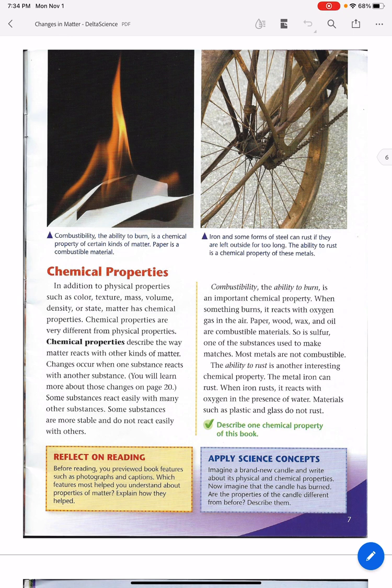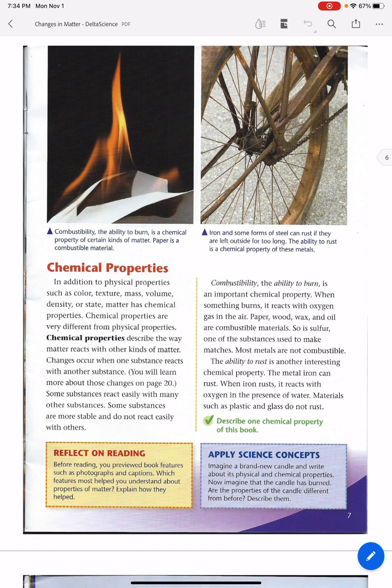Paper, wood, wax, and oil are combustible materials. So is sulfur, one of the substances used to make matches. Most metals are not combustible. The ability to rust is another interesting chemical property.